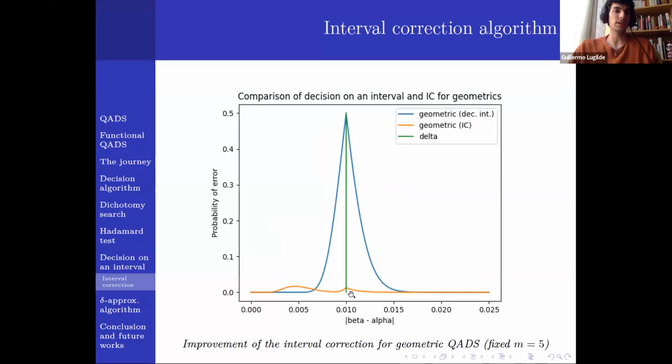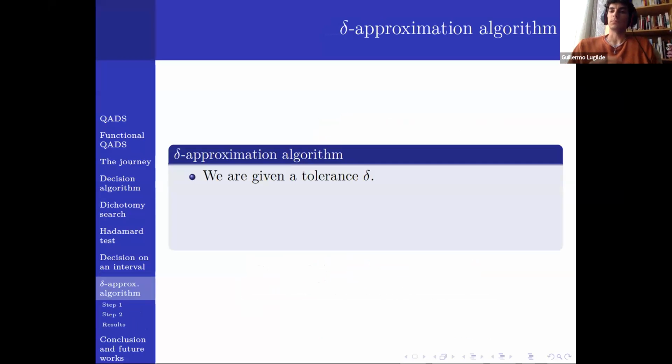It improves the accuracy drastically. I mean, this is the before, and this is the after for geometric quads. So, okay, it's an obvious improvement. And we are going to use this algorithm right now. The time has come: the delta approximation algorithm, the brand new phase estimation algorithm.